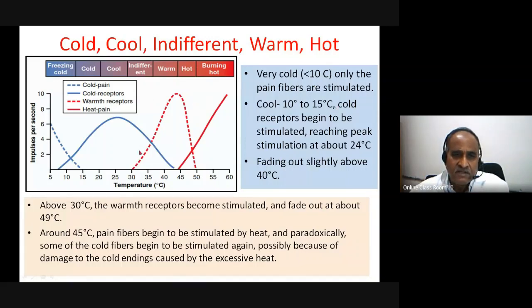Taking this particular thing here, very cold is below 10 degrees Celsius. This is very cold. Only the pain fibers are stimulated. At this point, pain fibers are stimulated. It is cool between 10 to 15 degrees Celsius. Cold receptors begin to be stimulated, reaching the peak stimulation at 24 degrees Celsius.